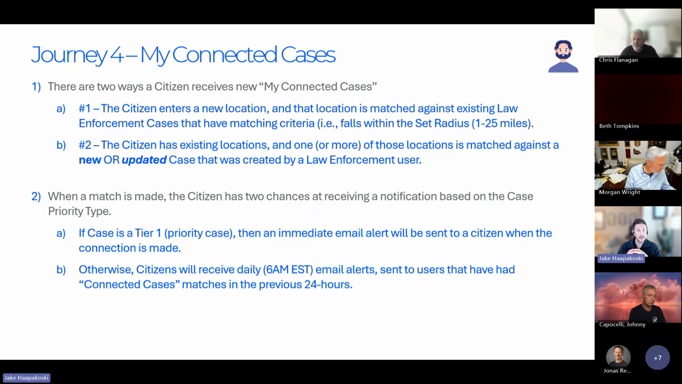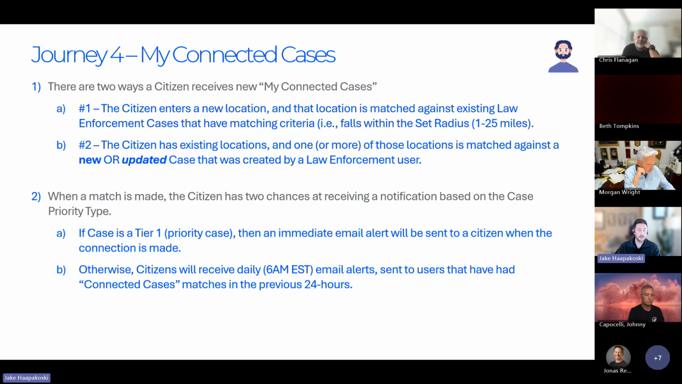But to what Morgan was just saying, if a case is connected and it's a priority case, you could see that card show up and receive an immediate email because it's a tier 1 priority case. If it's not, it falls into the 2B. Those emails are sent out at 6 a.m. Eastern time. Those are going to have all of your previously connected cases that happened within those last 24 hours. So that is what Morgan was just clarifying.